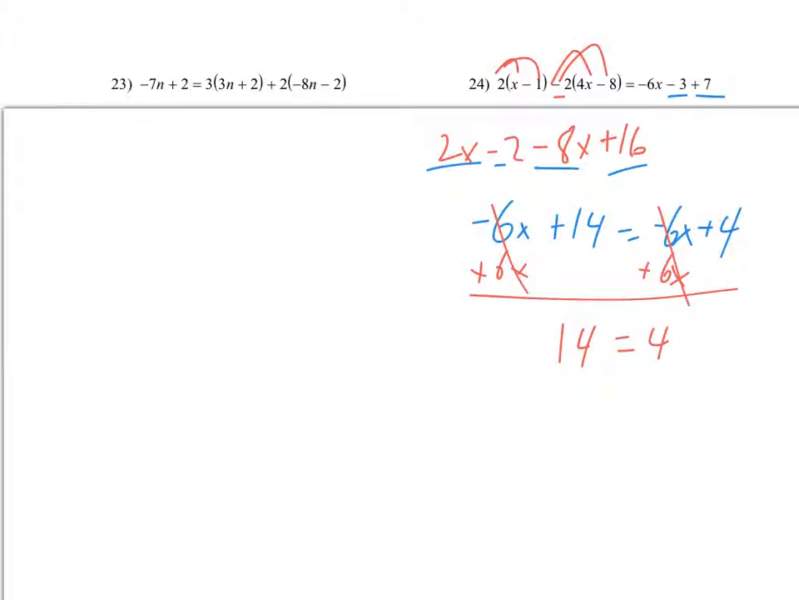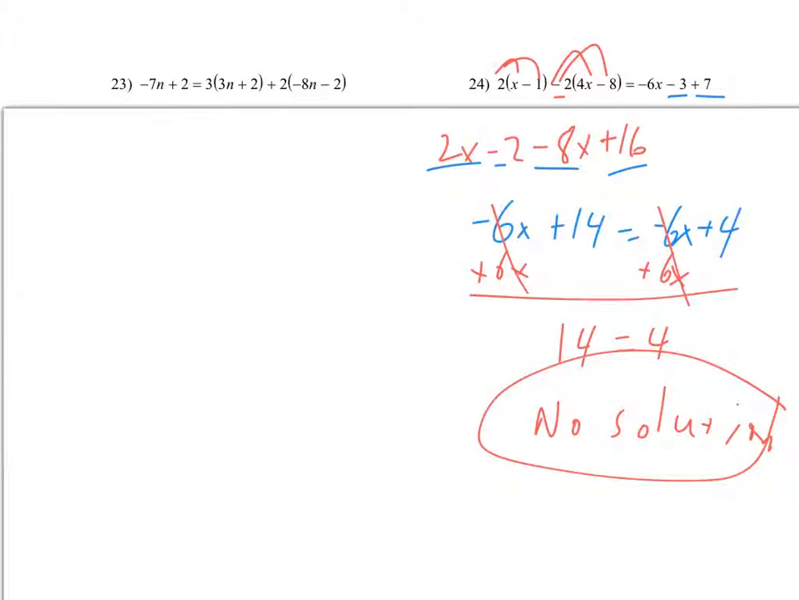Now, whenever your variables cancel out, it's very important that you see what's left over. If it's true, then it's infinitely many solutions. If it's false, like this one is, it is actually no solution. So obviously 14 does not equal 4.